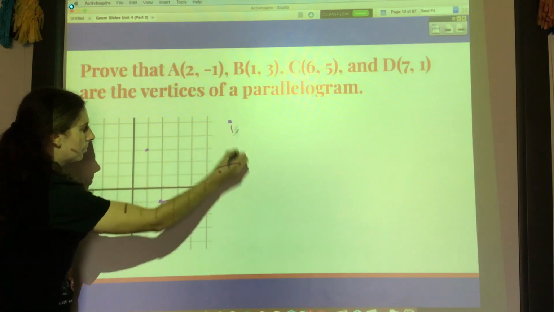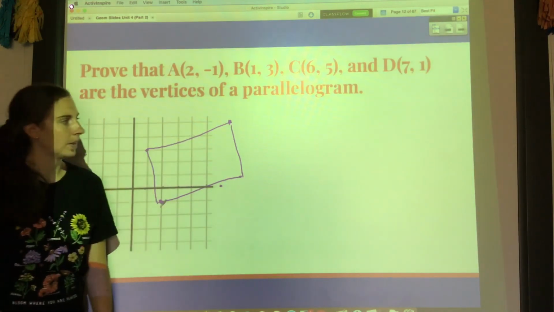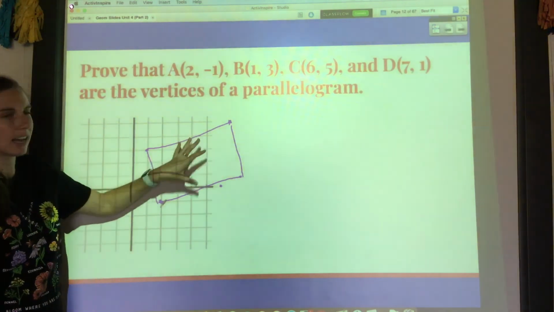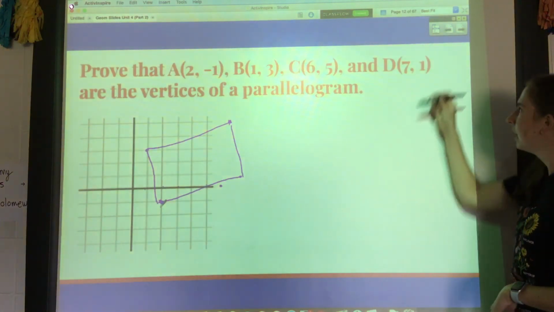So it's this shape right here. And I want to prove it's a parallelogram. How am I going to prove that exactly? So that's kind of one of our goals for today. We're going to come back to this in a second.